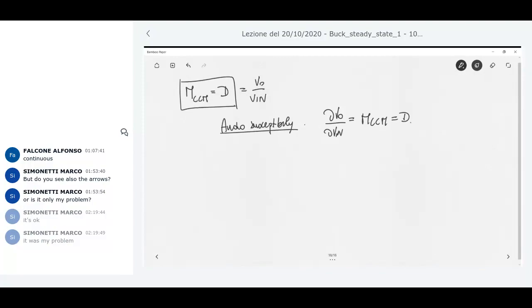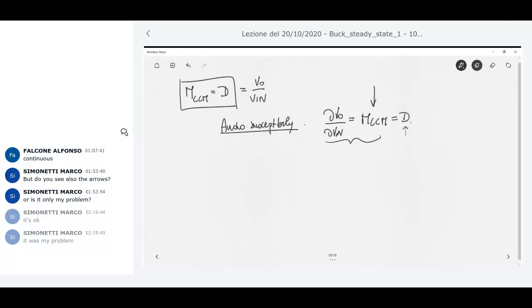The fact that the audio susceptibility is the conversion ratio is always the same for any kind of converter. Then in the buck case, CCM mode, this conversion ratio is equal to this. This second equality depends on the converter, but the first one is common for all the converters.